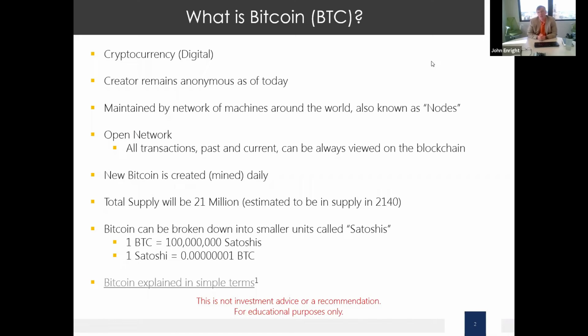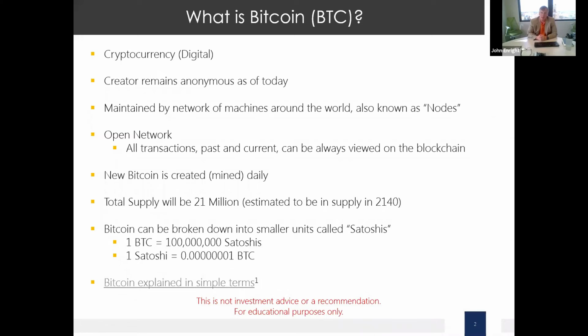And I think you were able to see the first part here, which is what is Bitcoin. And obviously Bitcoin is a cryptocurrency. It is not a blockchain. It is a cryptocurrency. It's a digital currency. The creator remains anonymous as of today. It's maintained by a network of machines around the world that are referred to as nodes. They're just computers. It is a completely open network.